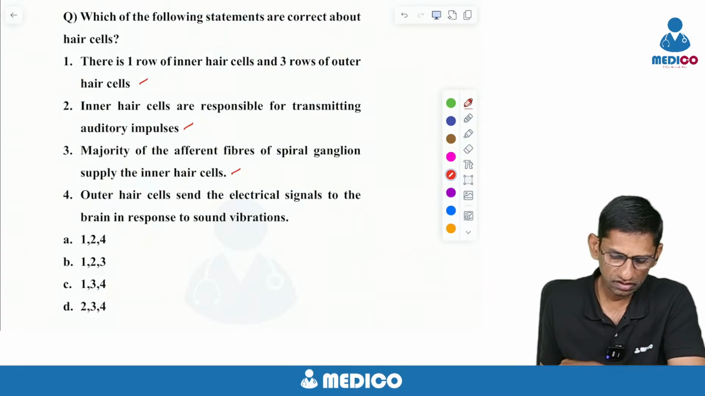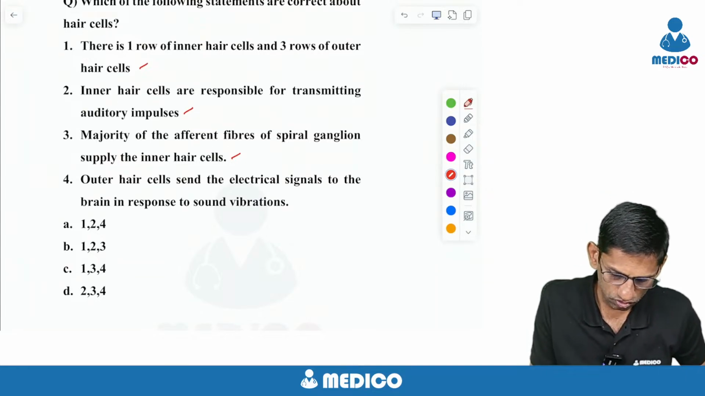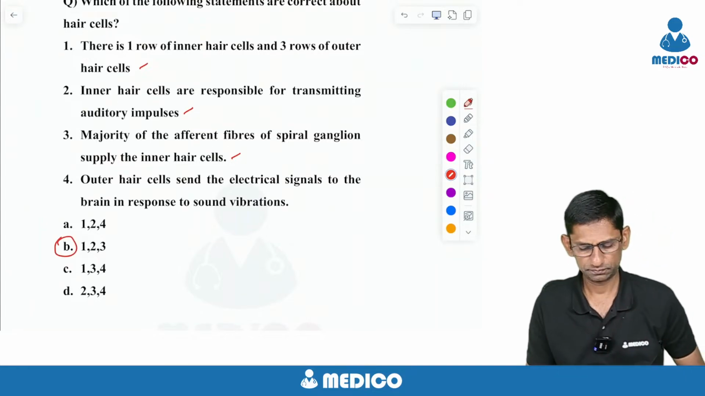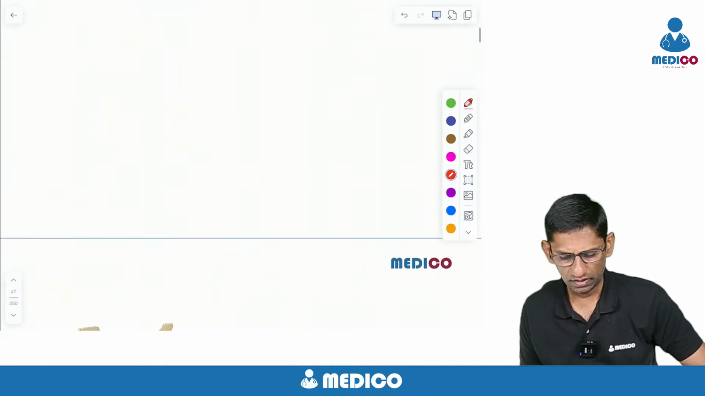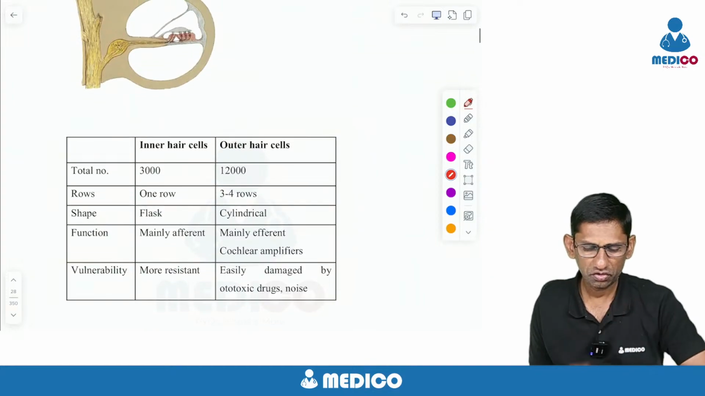So the answer is 1, 2, 3 are correct and 4 is not correct. So 1, 2, 3, answer is B. So the difference between this inner hair cell and outer hair cells are in this organ of Corti.